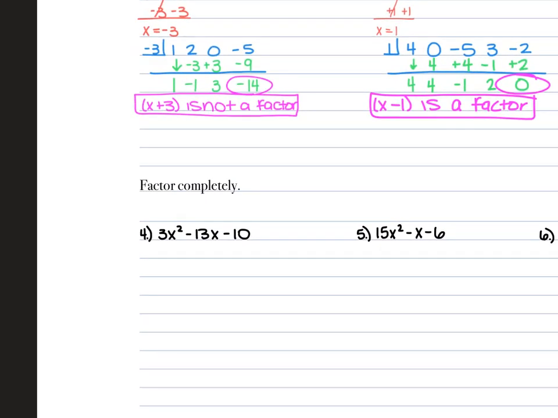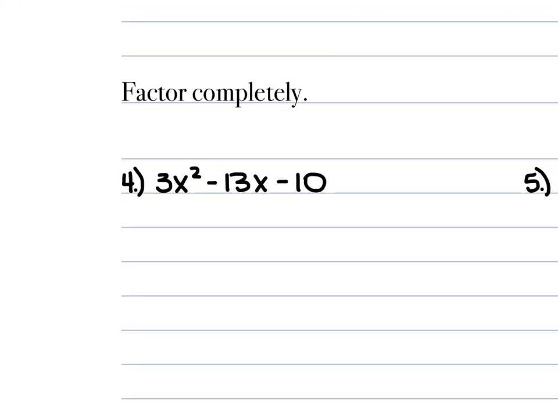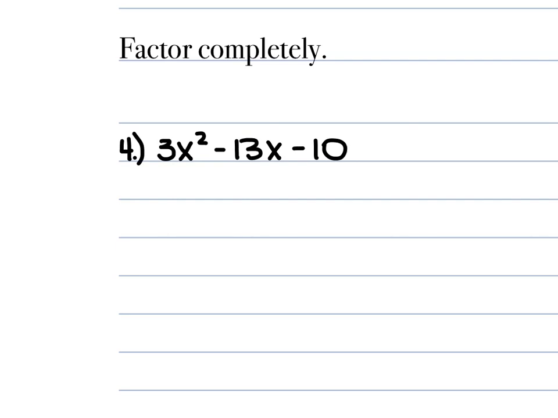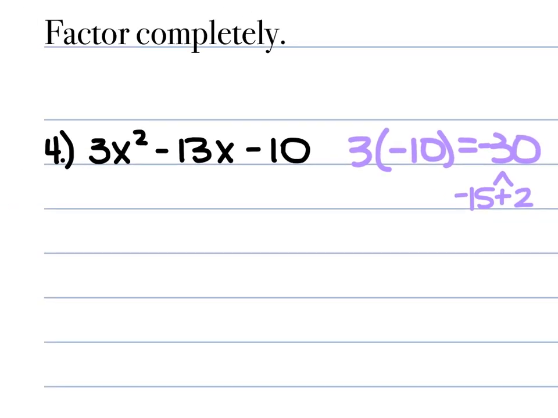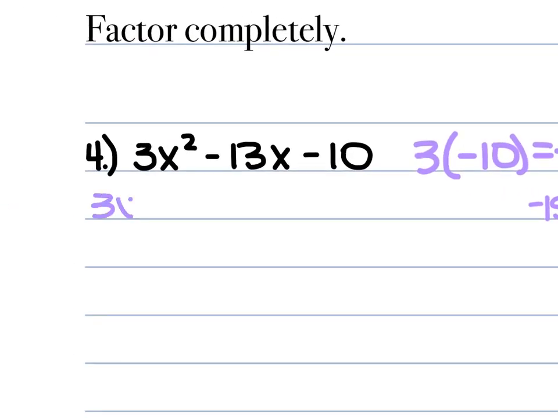If we look at our next example 4, we have to factor completely. So we have 3x squared minus 13x minus 10. We can't factor anything out, so we're going to do 3 times negative 10. That gives us the negative 30. We're going to find the factors of negative 30 that add up to be a negative 13. It's going to be a negative 15 and a positive 2. So this is going to be 3x squared minus 15x plus 2x minus 10.